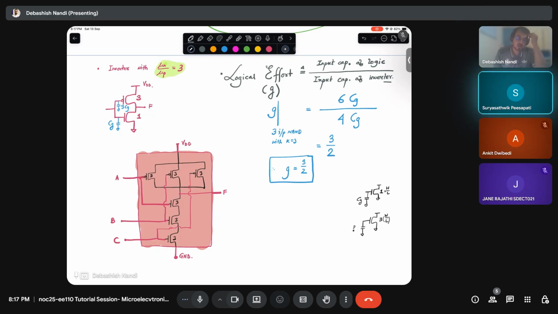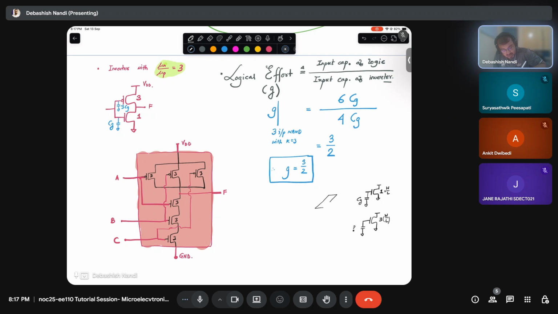1/3, sir. Why is it 1 by 3? You are yourself telling that if you increase W, your capacitance should increase. Now you are increasing your W to 3 times. Why would your capacitance decrease? Yes, okay, sir. It will be 3 Cg, right?